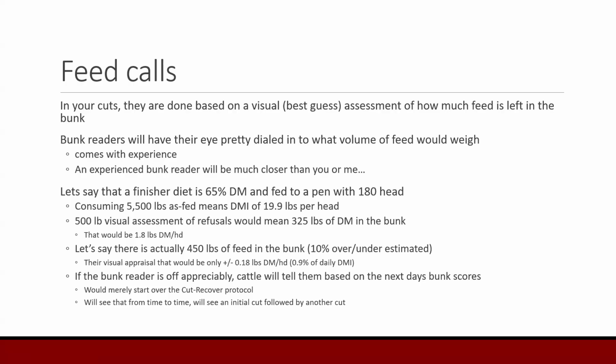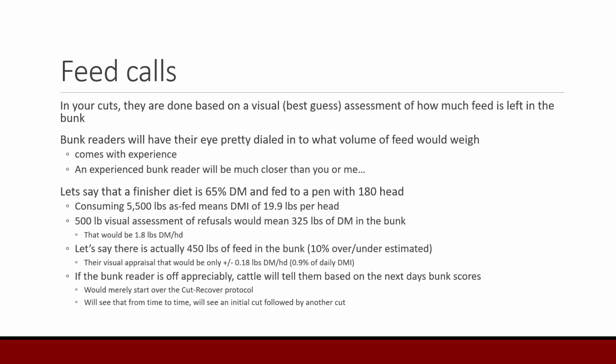So when we're doing this, they're not going out there and scooping feed out of a bunk and weighing it, right? So all of these decisions are made off visual appraisals. Okay. So what if my visual appraisal of 500 pounds was wrong? Okay. So we go back the next day and there's 250 pounds left. Well, then we can just start the process over until we kind of get it right, until they start achieving slicks. So we'll continue that double cut until we start seeing them leave slicks in their bunks.